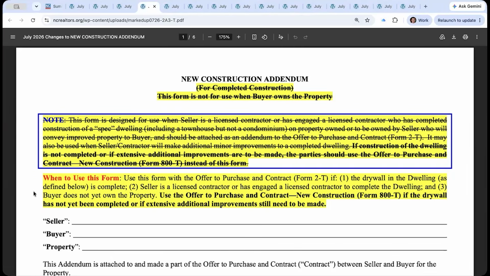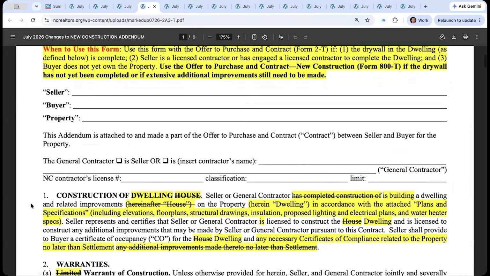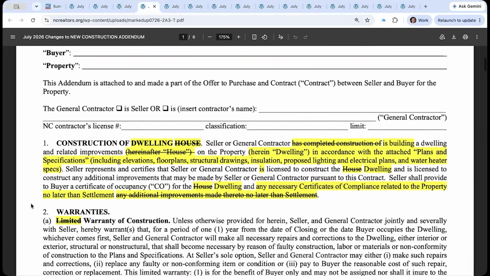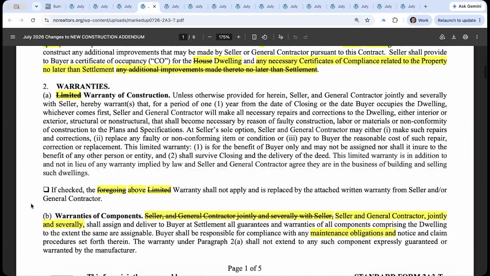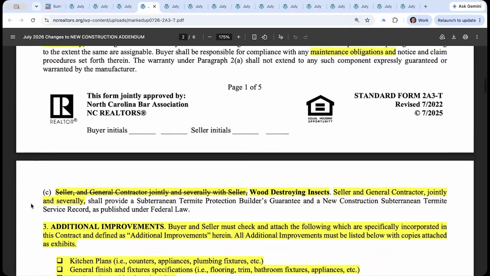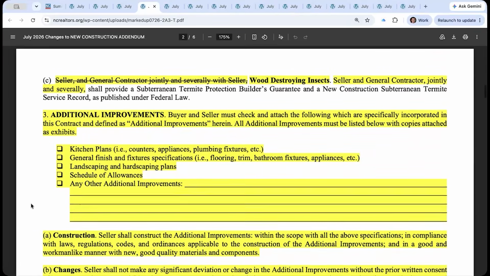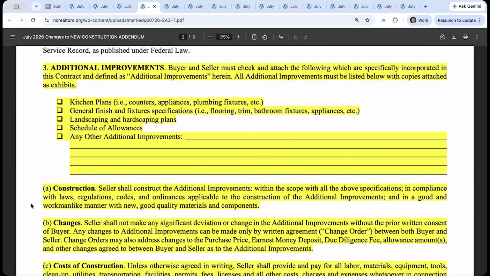Back to the new construction addendum. So here's, as far as when to use the form, that paragraph there at the top. You've got some edits through here about warranties and things like that. Here's the biggest change, though, as far as what changes were made to help you bridge that gap between, this is basically dirt that we're going to build a house on, and here's a house that's nearly complete, which is what this form used to be more geared for before.